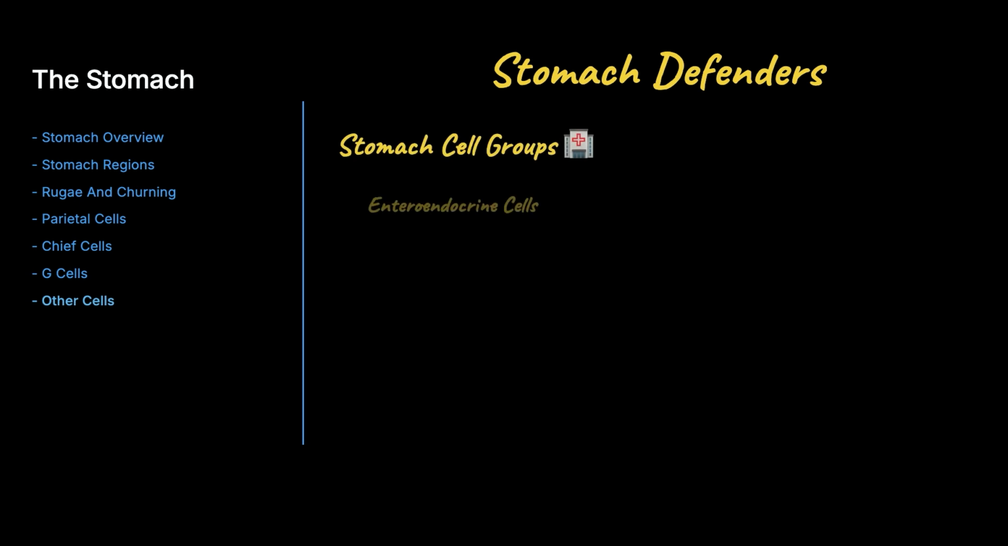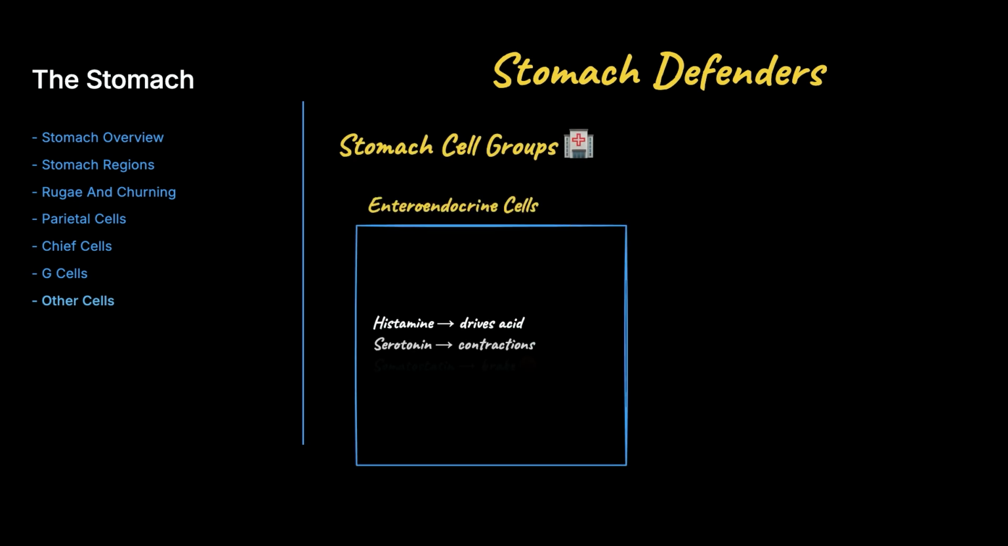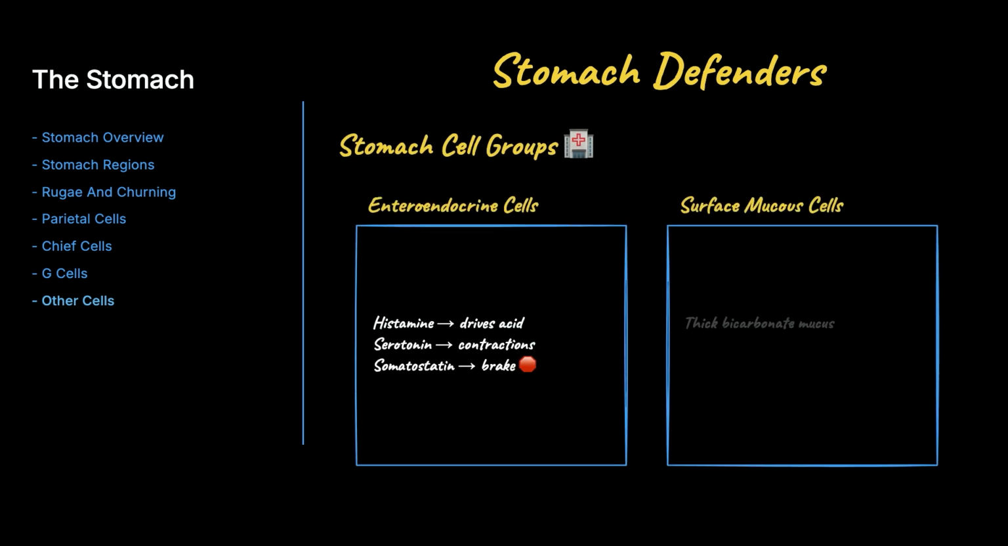2 more cell groups complete the picture. Other enteroendocrine cells release helpers like histamine, which strongly drives acid, serotonin, which boosts contractions, and somatostatin, which acts as a brake. Meanwhile, surface mucus cells coat the lining with thick bicarbonate-rich mucus. Without that protective blanket, the stomach would digest itself, producing painful peptic ulcers.